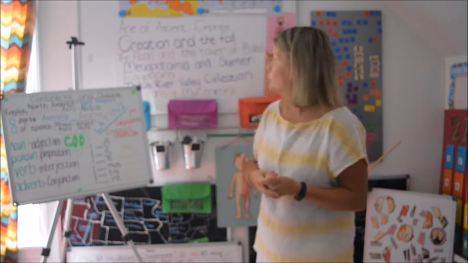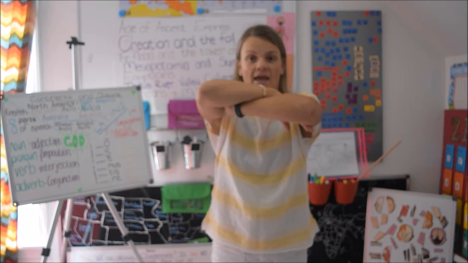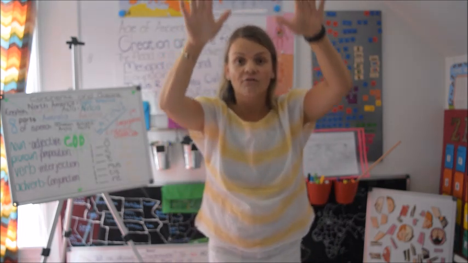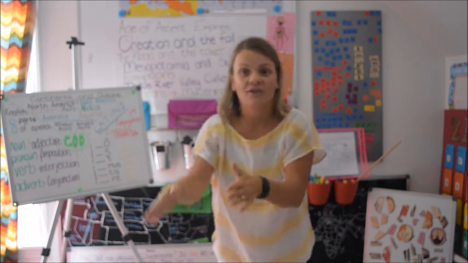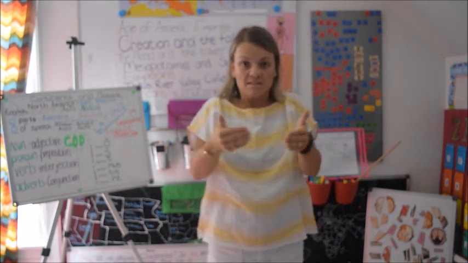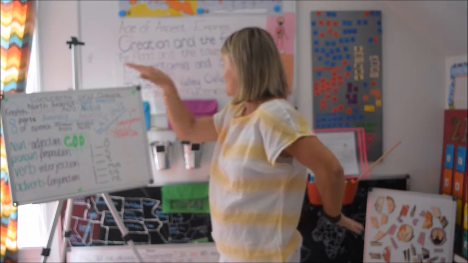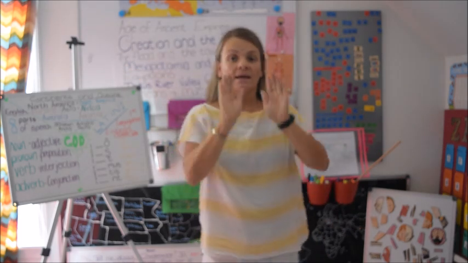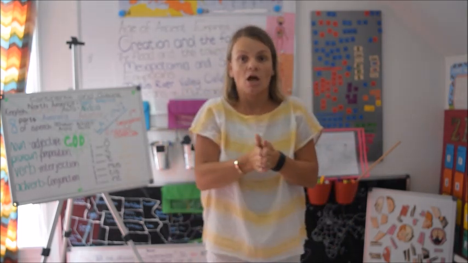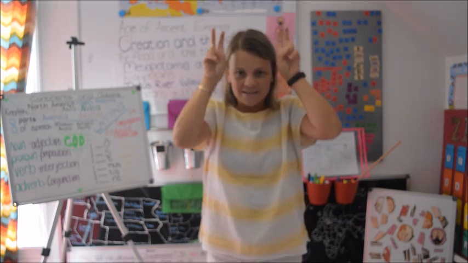So we start with Age of Ancient Empires, Creation and the Fall, the Flood and the Tower of Babel, Mesopotamia and Sumer, Egyptians, Indus River Valley Civilization, Minoans and Mycenaeans.